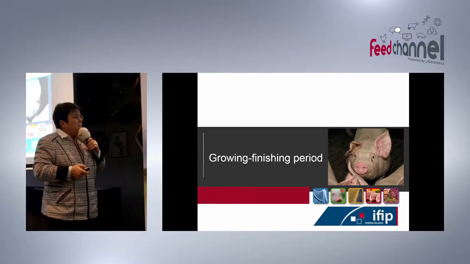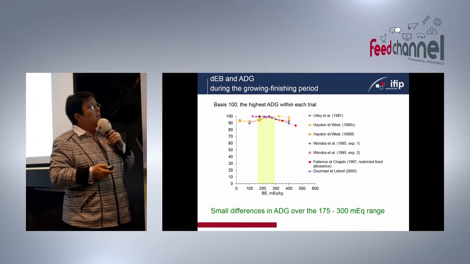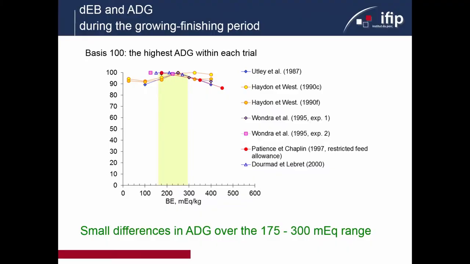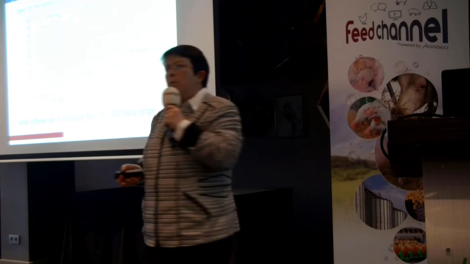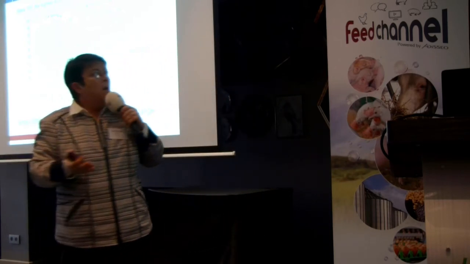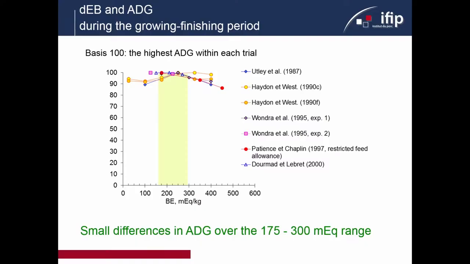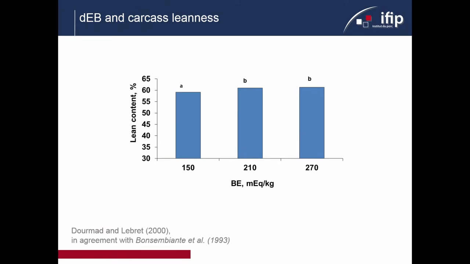If we switch now to the growing finishing period, we can make the same exploration of the literature with pretty old studies. And this time we can see that the optimal range would be around this. Well, it means from 175 to 300. You can see that, as a matter of fact, we can work over very large ranges of value due to the number of different buffer systems that help the pig to regulate its acid-base status.